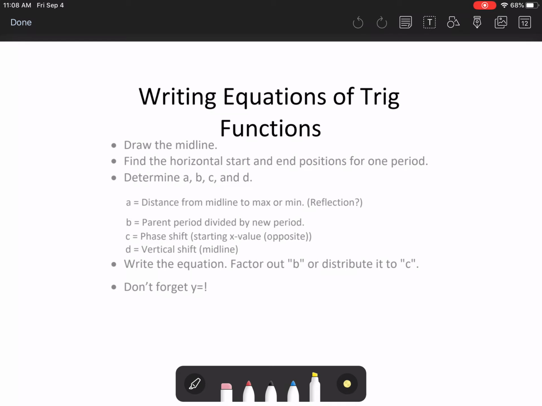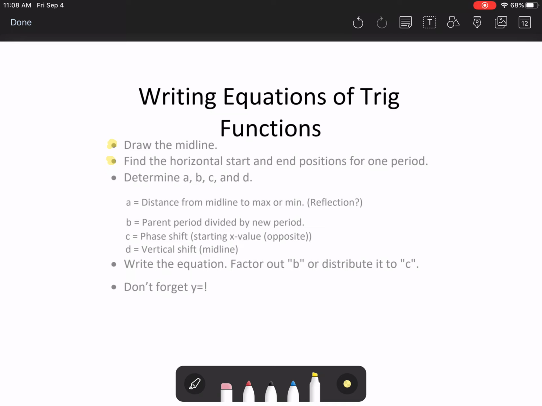The first thing I'm going to do is draw the midline. The midline is going to give me not only my vertical translation, but it's also going to help me find the amplitude. Then I'm going to make marks that represent where my complete curve starts and where it ends, horizontally speaking. This is going to give me my phase shift and my period. So from doing these two things, I will be able to determine what A, B, C, and D are that I need to substitute into my equation.